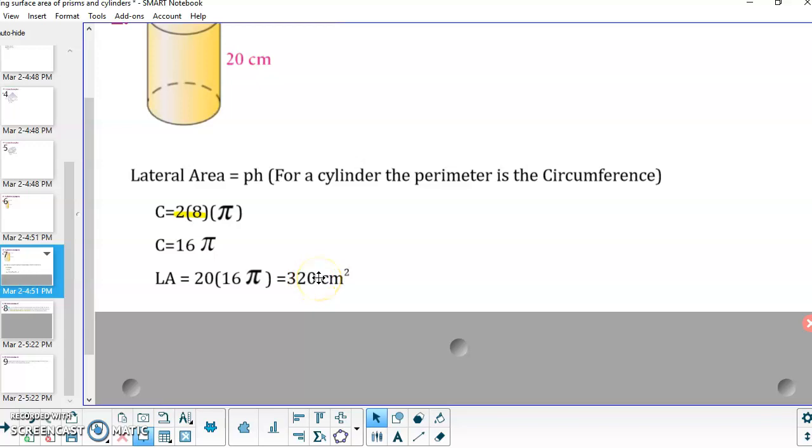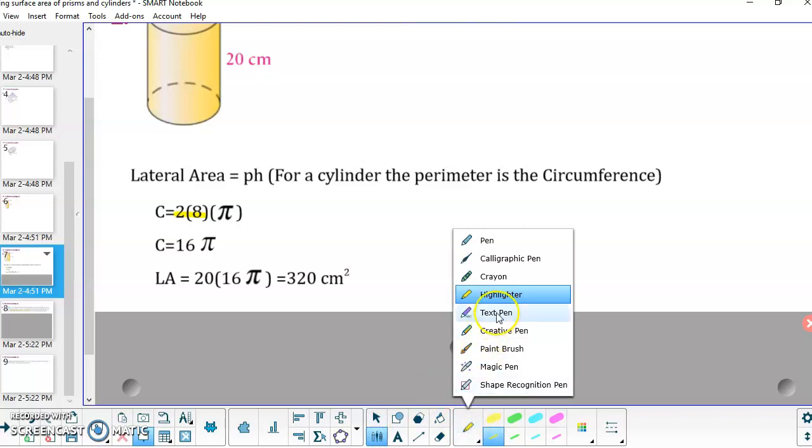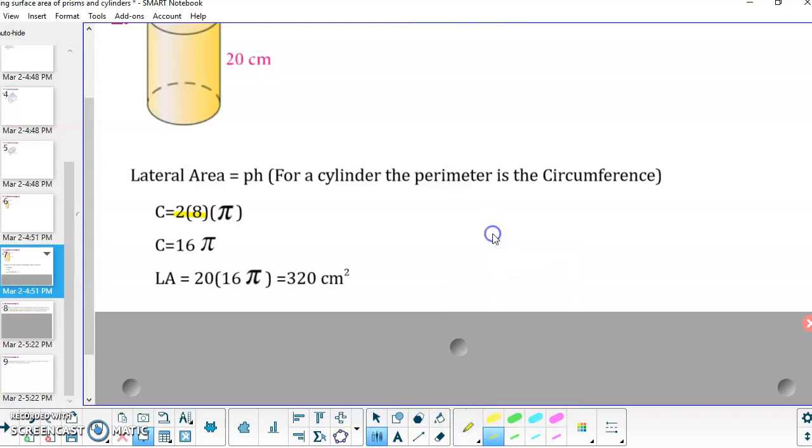And I noticed I've got a mistake right there. That should have a pi symbol. So let me fix that really quick. So I'll do it in red so you notice. Okay, so it would be 320 pi centimeters squared.